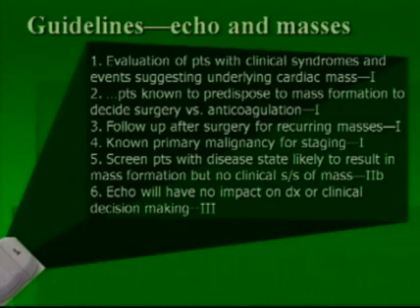Number five, echocardiography can screen patients with a disease state that's likely to result in mass formation, but in the absence of clinical signs or symptoms of a mass. Note this is a 2B indication. And number six, it is inappropriate, in fact, just plain wrong, to do echocardiography on a patient when you will have no impact on the diagnosis or the clinical decision-making based on the results of the echocardiogram.